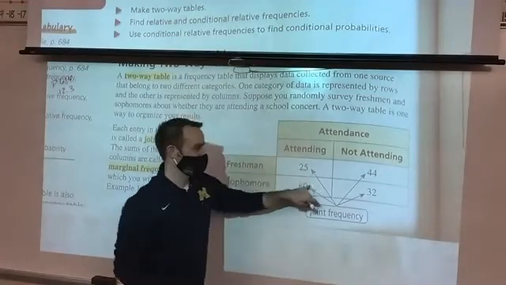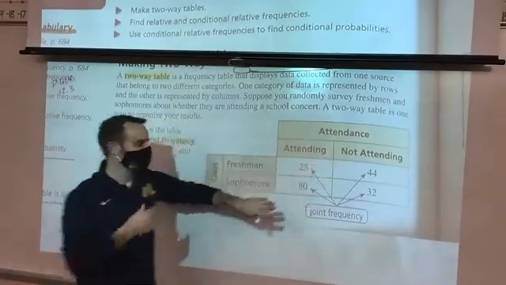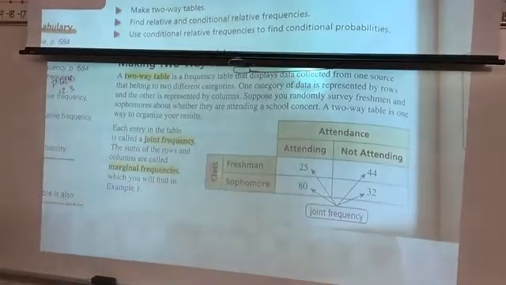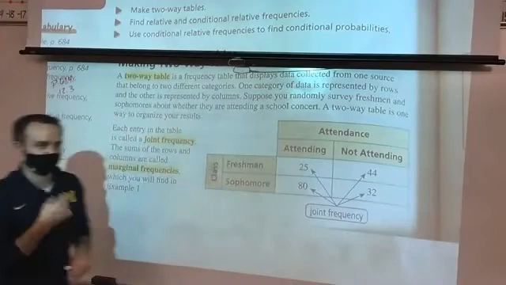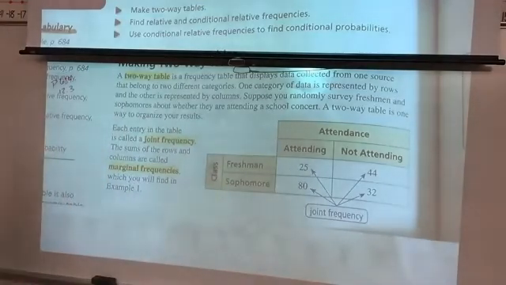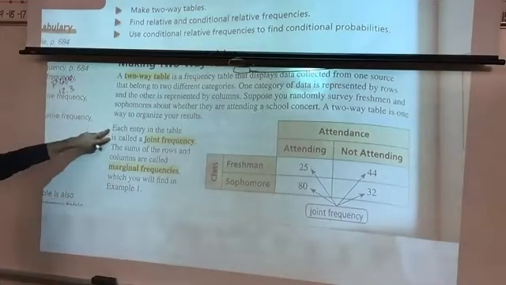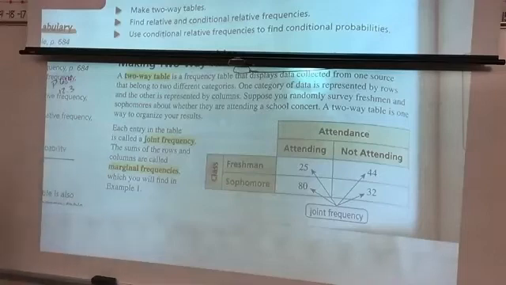Those numbers on the inside of our table are called joint frequencies. Joint meaning we're joining two things together. We're joining freshmen and attending to get that 25. That is a joint frequency. Okay, we see that here. Each entry in the table is called a joint frequency.